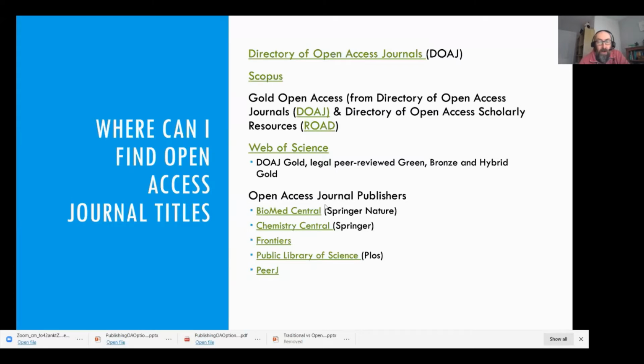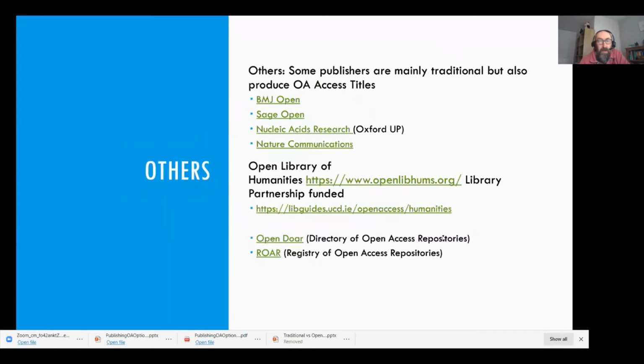Then there are certain open access publishers that you could publish with. Usually there's a fee involved with those, but you could check that out. So things like BioMed Central, PLOS will be another popular one. So you can investigate those, but they're specialized and they're purely open access publishers. Okay. Then other ones might be traditional journals in the sense that there's a subscription fee, but they also produce open access titles. That includes BMJ Open, Sage Open, Nature Communications.